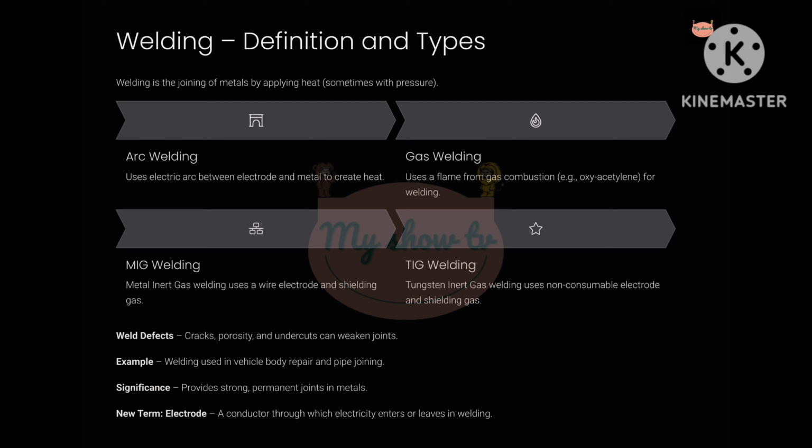Different welding types are chosen depending on material, thickness, and required strength. During welding, defects can occur, like porosity, tiny air holes, cracks, or undercuts that reduce strength. Example: welding is used in automobile repair, pipelines, and making storage tanks. We also use electrodes, which conduct electricity during the welding process. Some melt to fill the joint, consumable, others don't, non-consumable.